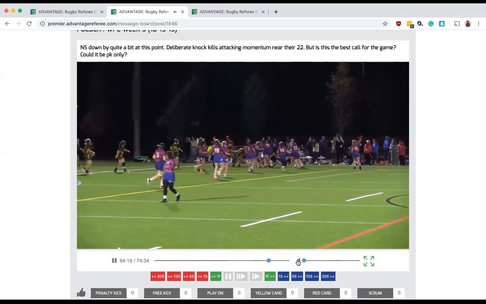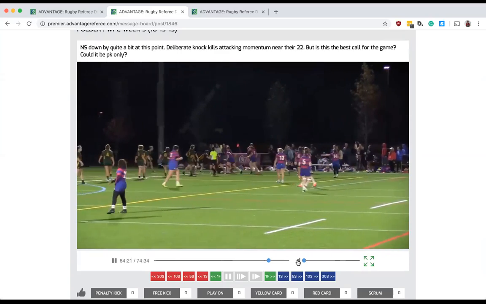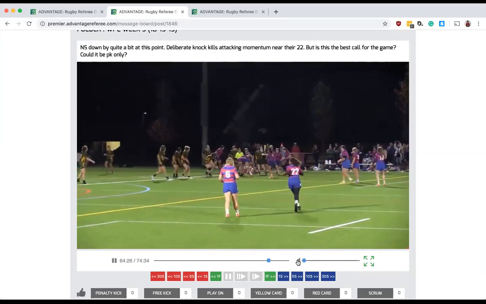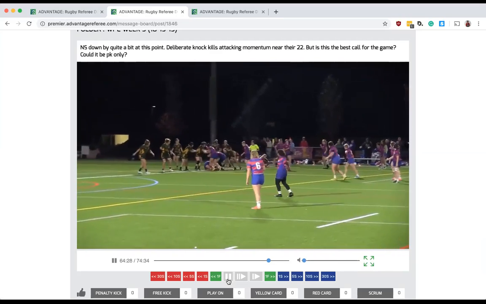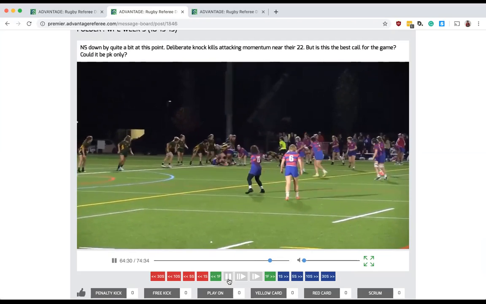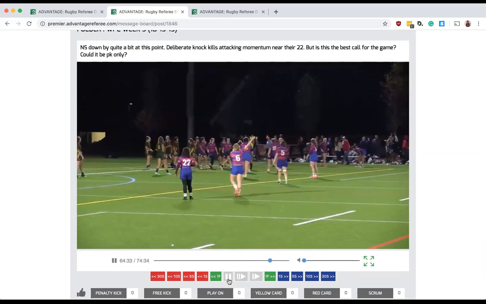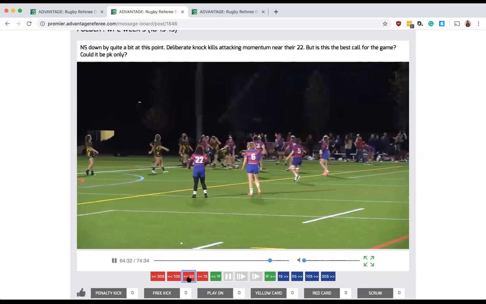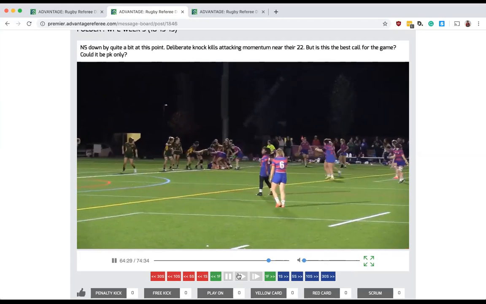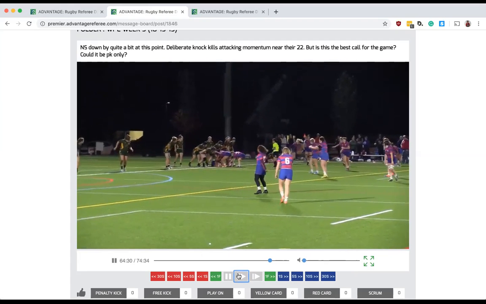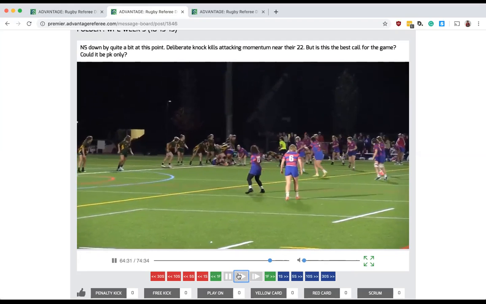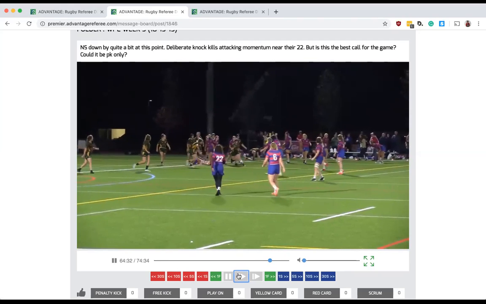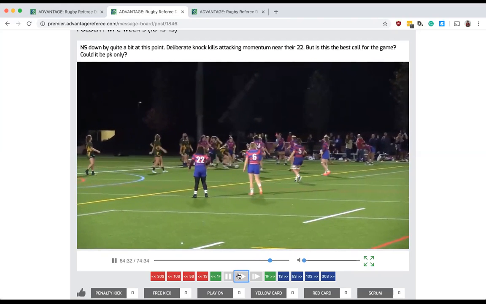So North Shore is down by quite a bit at this point. And this is near the 22. This player does something cynical, and she's not trying to make a play at all. She basically just slaps the ball, and I did the double blast, and then she just ran away and was like, oh well. But my question for the group is, is this the best call for the game? Could it have been penalty only since North Shore was sort of getting crushed? And it was the 72nd minute.